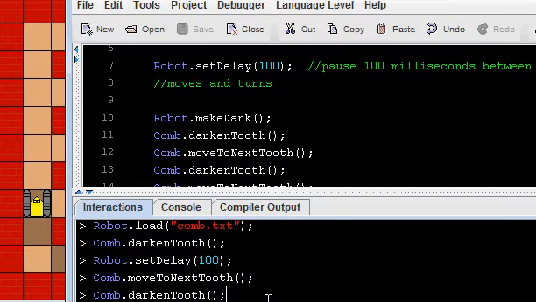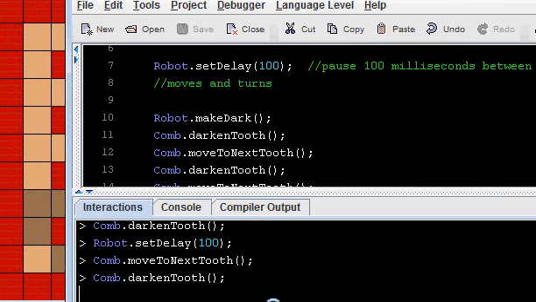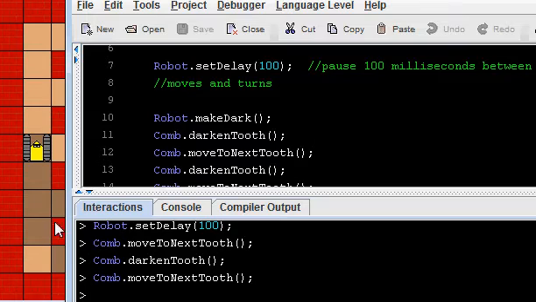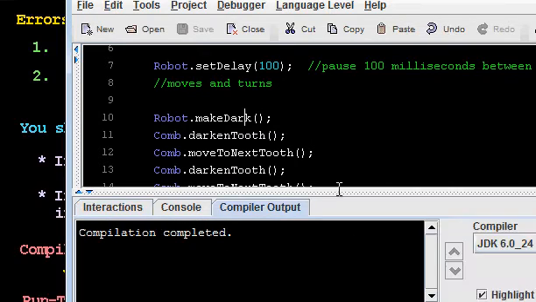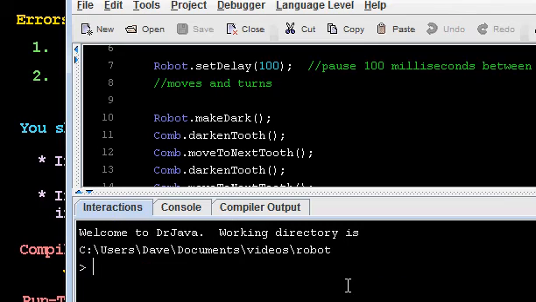All right, so now if we darken the tooth to the right, there it goes. And we move to the next tooth. Everything's good. We don't crash into the wall. So let's see all of that in one fell swoop. We'll recompile. I guess I'm just recompiling to clear the screen.